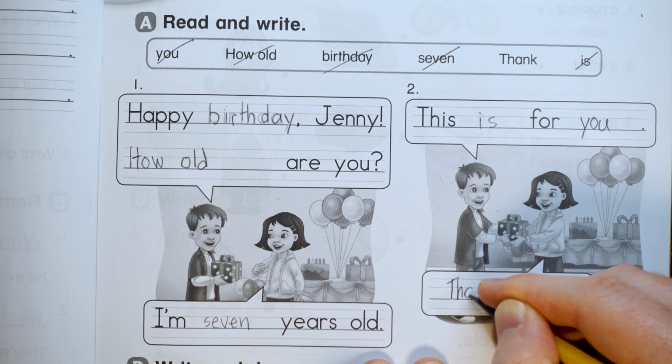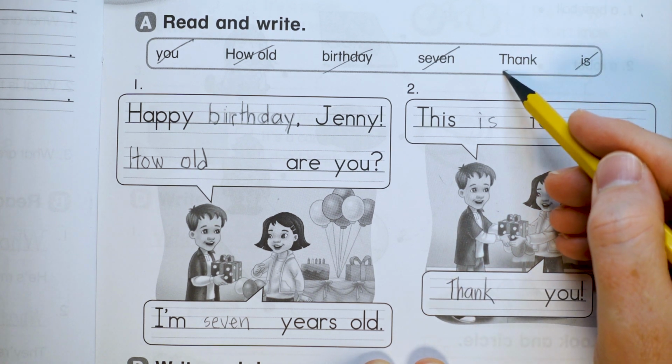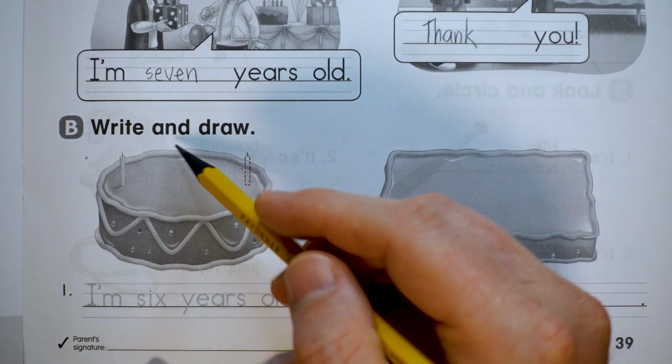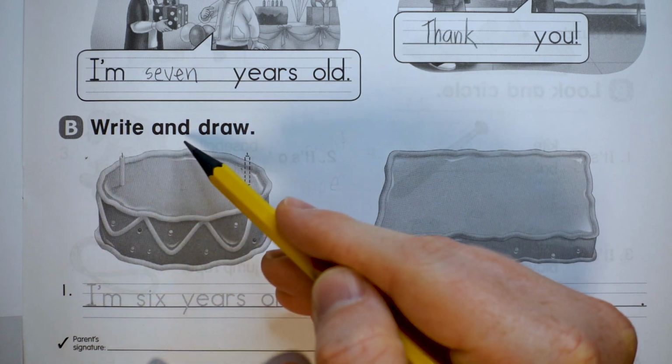Capital T-H-A-N-K. Thank you. Part A is done. Okay, this is part B. It says write and draw.